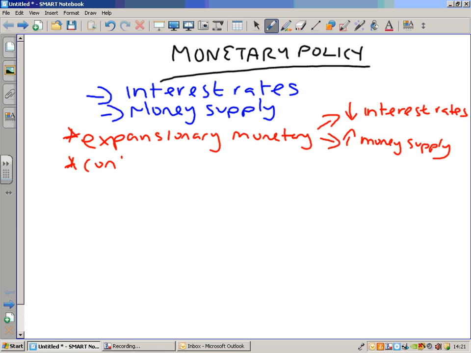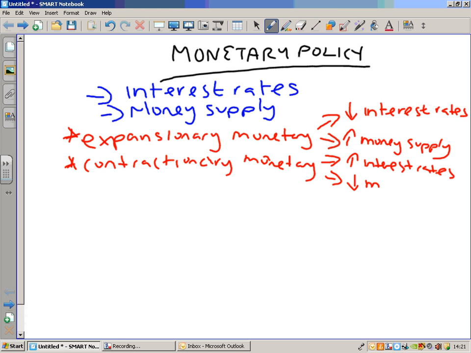We have contractionary monetary policy, which is the exact opposite of expansionary. So this time we look to increase interest rates and/or reduce money supply.